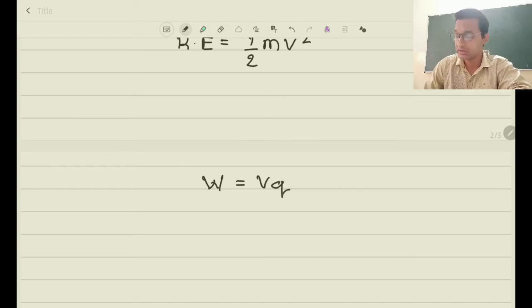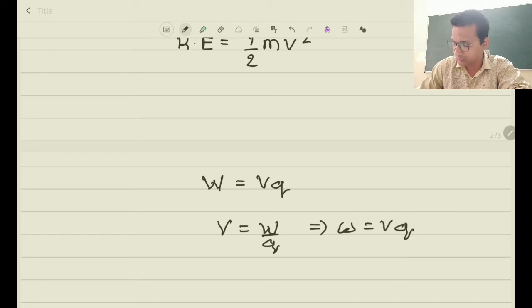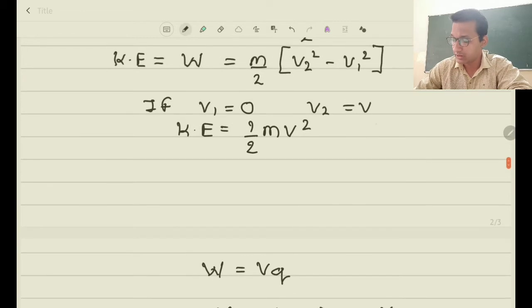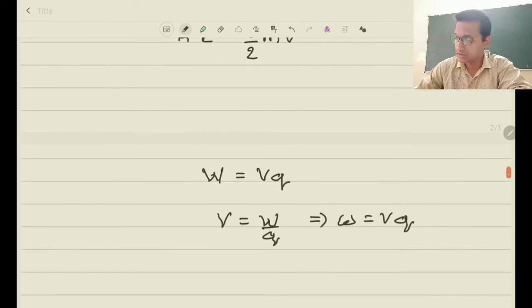If you remember, the definition for potential is the amount of work done per unit charge to move from one point to another point. So we can write W is equal to V into Q. Now VQ, let us say this kinetic energy equation is equation number 1 and this is equation number 2. We can compare these equations 1 and 2.